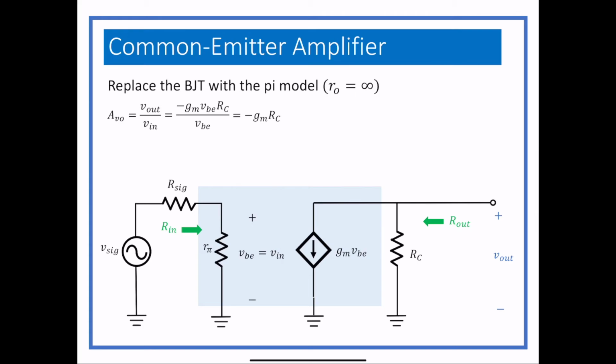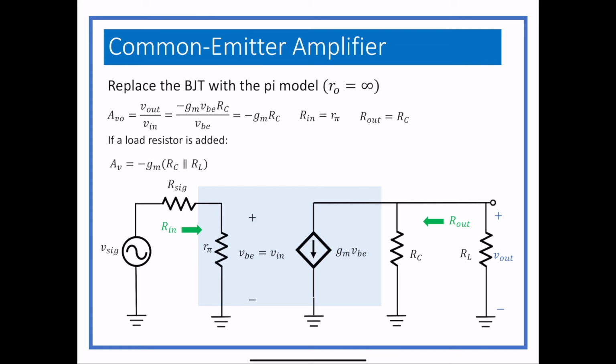MOSFETs was minus gm RD. So it's not different. Once you get to the point of the amplifier, it's pretty much the same process, at least for this. If we add a load resistor, which we can do, we get R in and R out. R in is R pi, which is, remember, beta plus 1 times little re, and R out is RC. If we add the load, we'll get just RC in parallel with RL for the gain, just like the MOSFET amp.